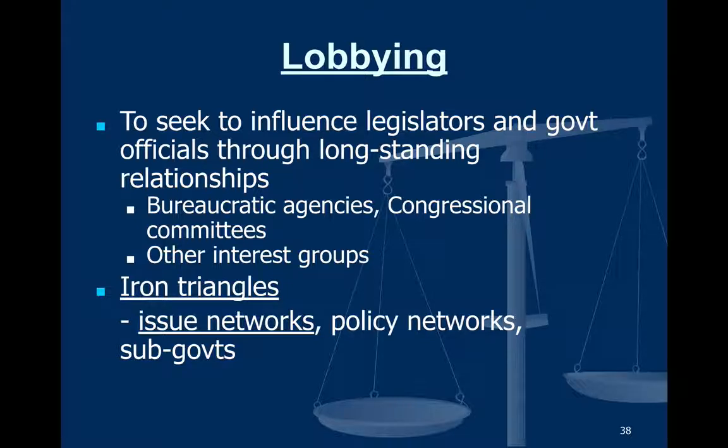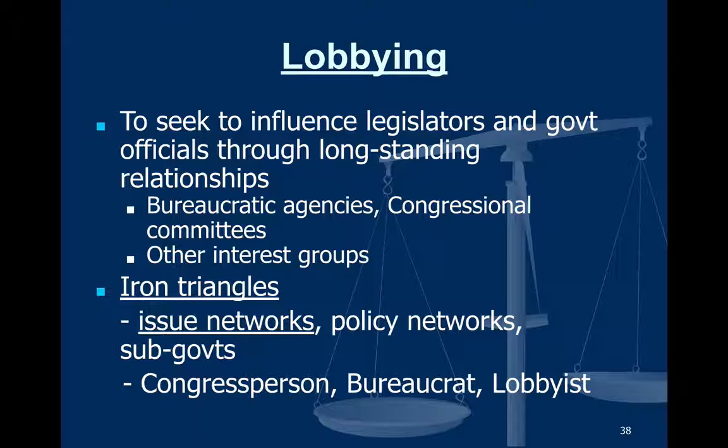If those three people work together, the lobbyist can write the law, the congressional committee can get it passed, and then the agency of the government can enact it as part of the executive branch of government. So this is typically a congressperson, a bureaucrat, and a lobbyist.